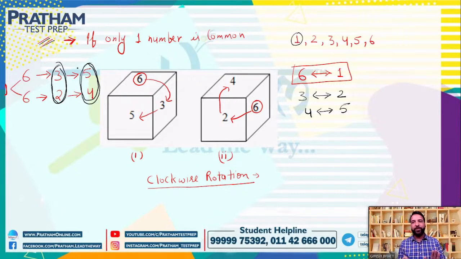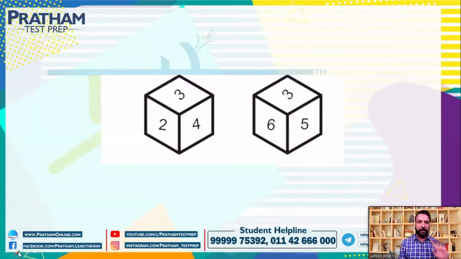This is how to solve any question related to dice if exactly one number or one letter or one symbol is common, right? Okay, I'm taking one more example to understand the concept.